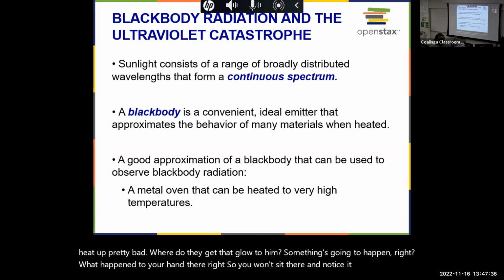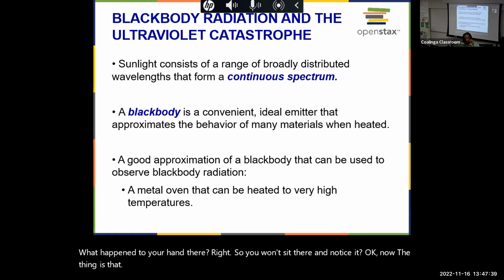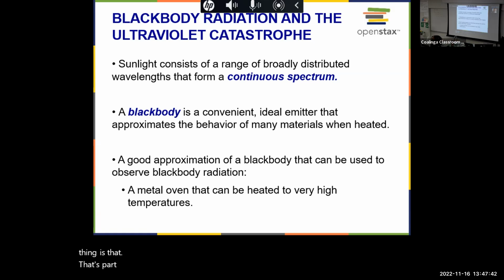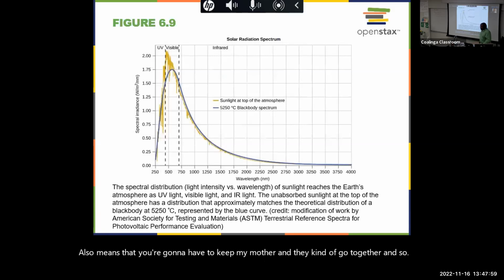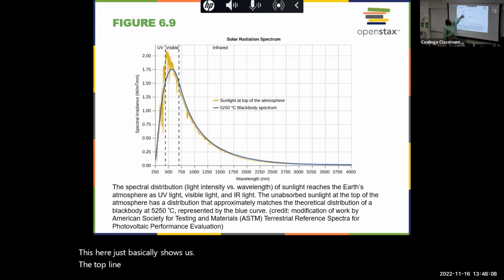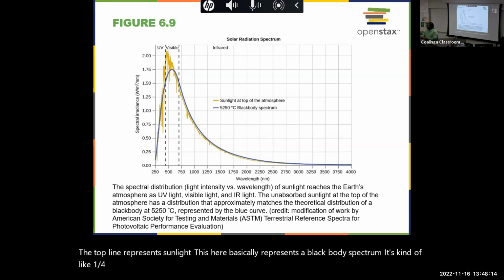Now, the thing is that this will happen. That light also means they kind of go together. And so this here just basically shows us the top line represents sunlight. This here basically represents a black body spectrum, kind of like a coil. Those black coils that you have in the oven, as you heat it up, it's called black body.